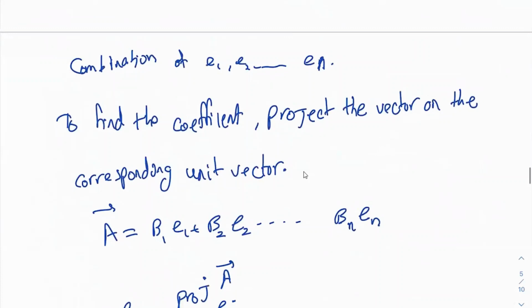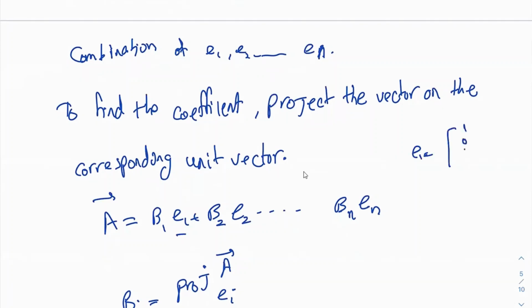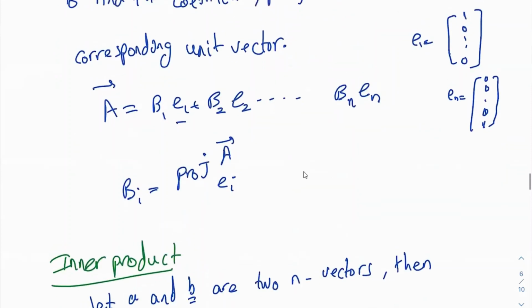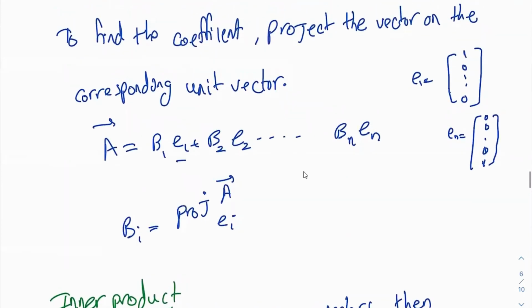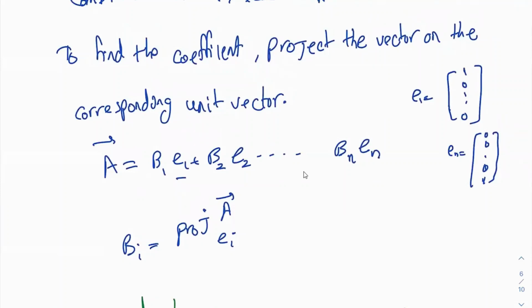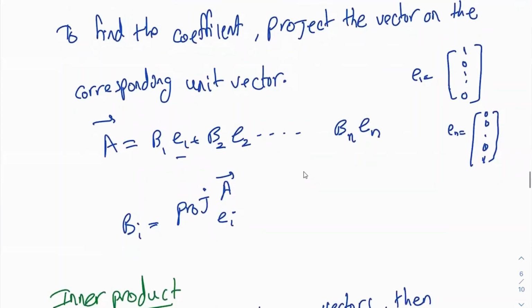Here I'm going to talk further about this spanning process. Let's say that A is a vector that you want to represent as a linear combination of the unit vectors. First you write it like this. E1, to remind you, is 1, 0, 0, 0. En is 0, 0, 0, 0, 1. So whatever the vector A is, you can represent it like this. And the components, or the coefficients, for example Bi, is equal to the projection of A on the corresponding unit vector.